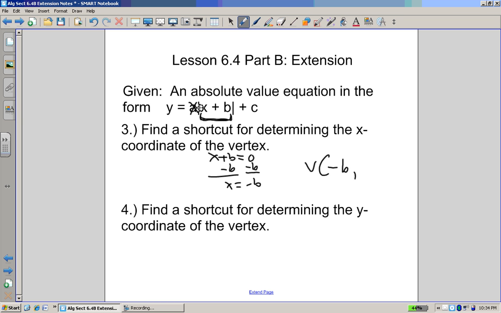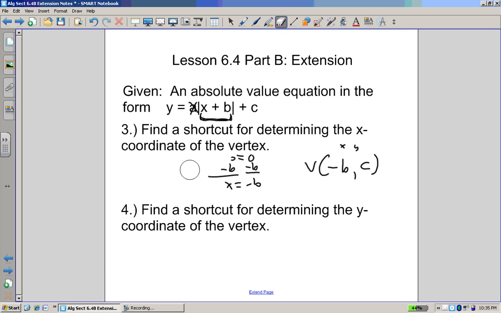Then you're going to plug that back in. Well, the opposite of b plus b is 0. The absolute value of 0 is 0, times a is still 0, then plus c. So for the vertex (x, y), the x-coordinate is always going to be the opposite of whatever b is, and the y-coordinate is always going to be c, just straight up.